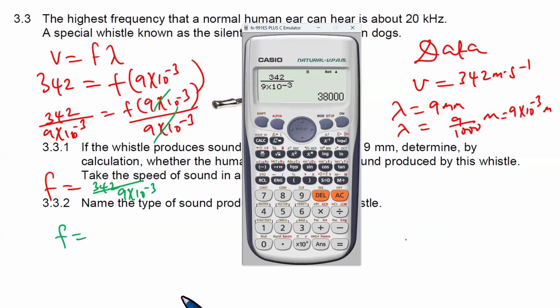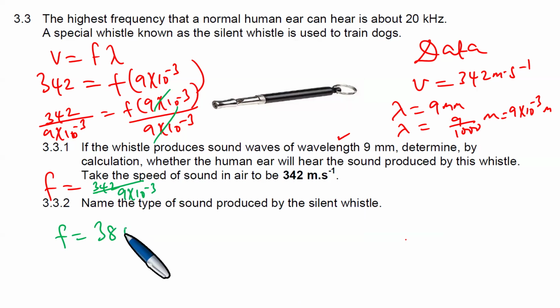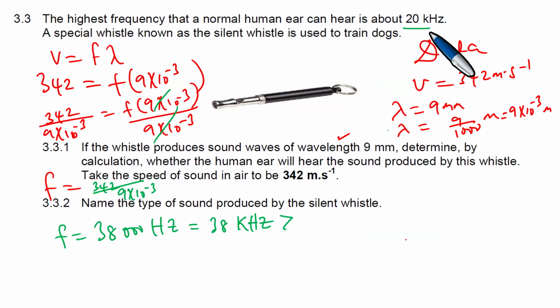38,000 hertz. So what we're getting is exactly 38,000 hertz, which is the same as exactly 38 kilohertz. The 38,000 hertz is actually bigger than 20 kilohertz, so it's much bigger. And the highest frequency we can normally hear is 20 kilohertz.